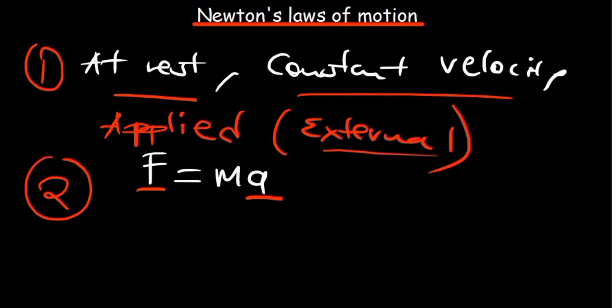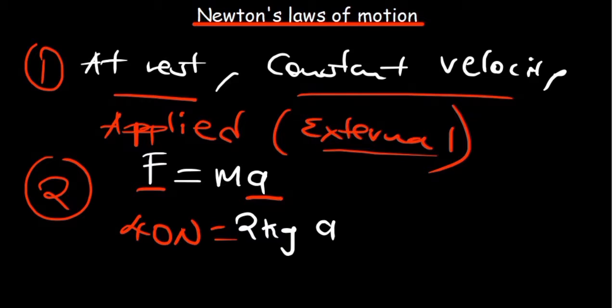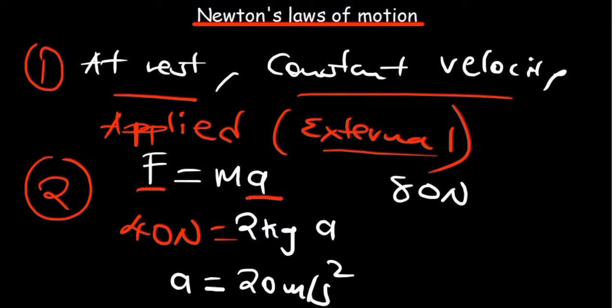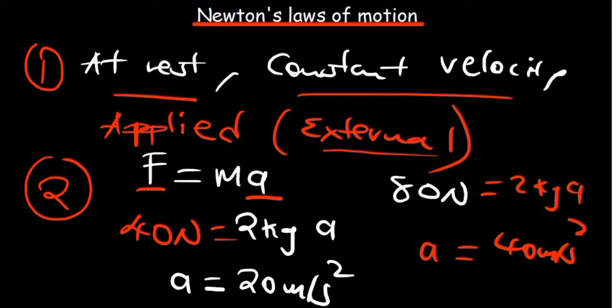So what does this mean? If, let's say, you have a force of 40 newtons and a mass of maybe 2 kilograms, to find the acceleration you divide by 2 on both sides. Your acceleration is going to be 20 meters per second squared. What happens if you increase the force? Let's say you make it 80 newtons. With the same mass of 2 kilograms, you divide by 2 again, and this time it will be 40 meters per second squared. That is what we are saying about the second law of motion.